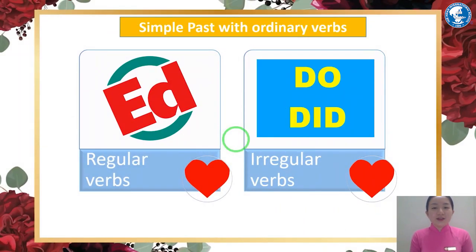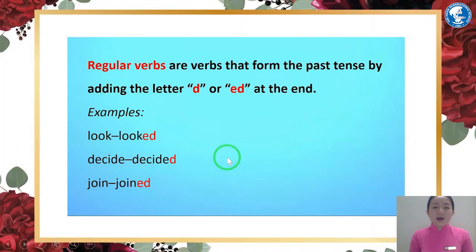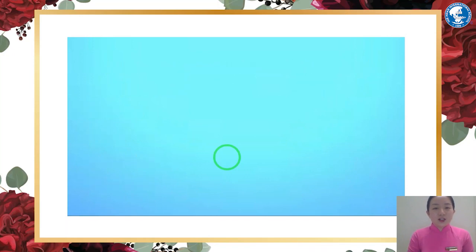Let's talk about ordinary verbs. Ordinary verbs include regular and irregular verbs. Regular verbs are verbs that form the past tense by adding the letter D or ed at the end. For examples, look, looked, design, designed, show, showed. There are so many regular verbs, I cannot list them all, but in this video, some of them will appear. Now, let's watch this video together.